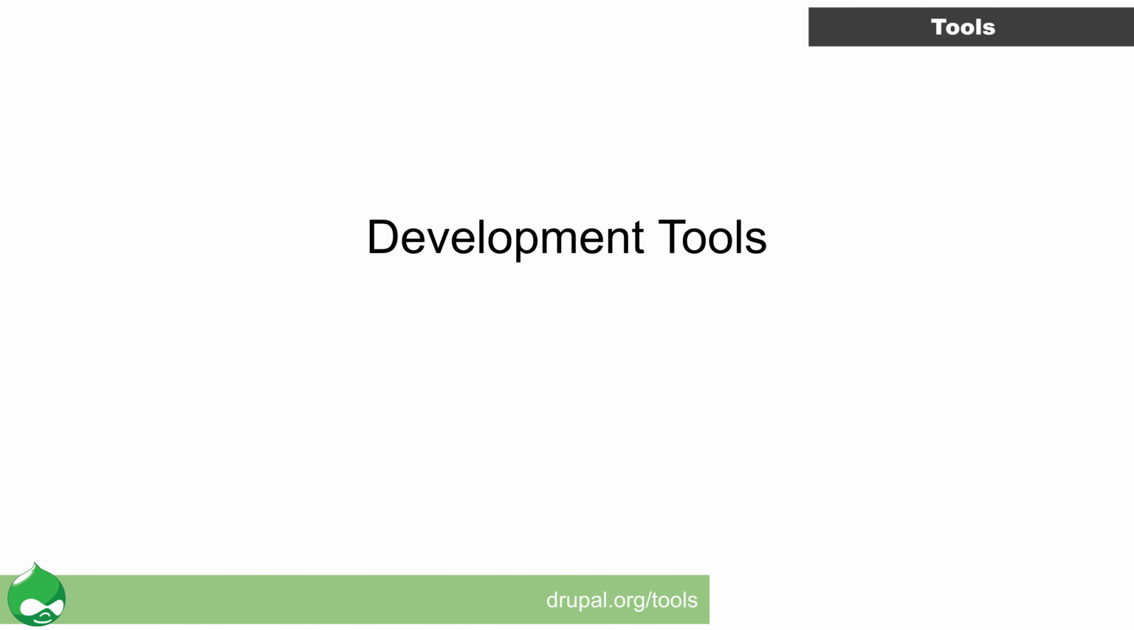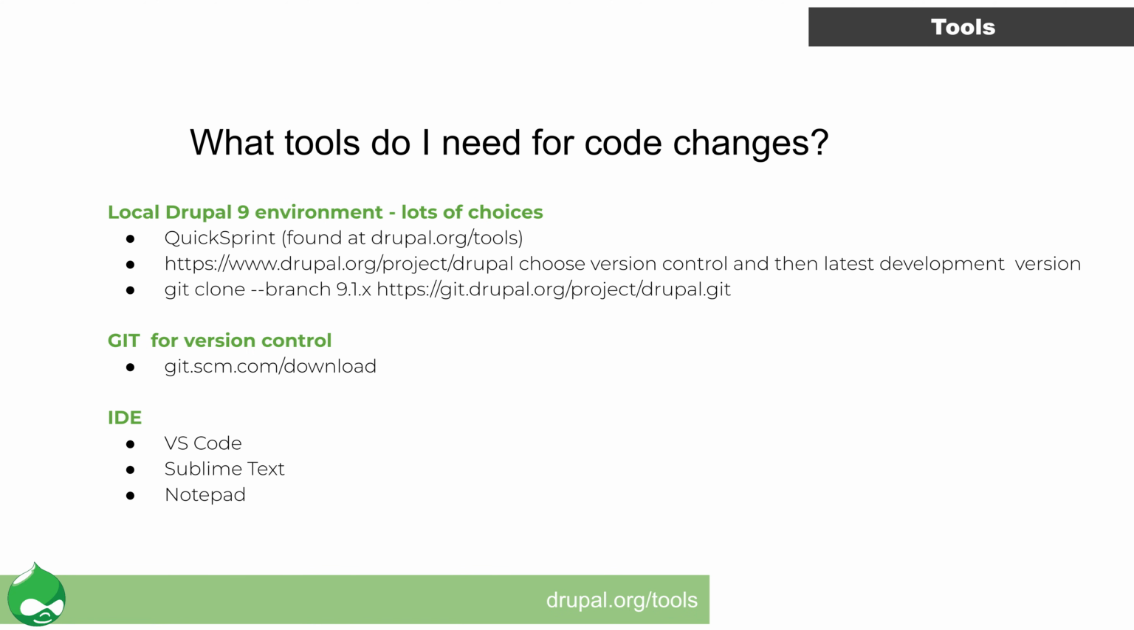As mentioned previously, you will need some form of Drupal development environment, Git, and a code editor to get started. If you have those, feel free to keep using your current setup. What we are showing here is one way to do things, but it is not by any means the only way. For a quick setup, if you do not have local hosting already configured, you can try out the Quick Sprint tool found in drupal.org/tools. I will be demoing the installation of that in a moment.